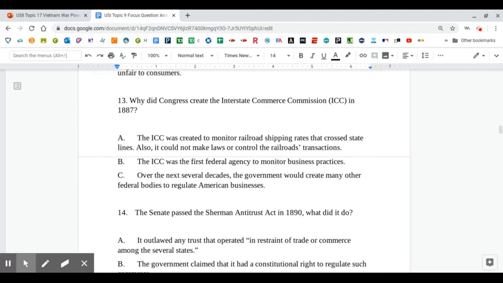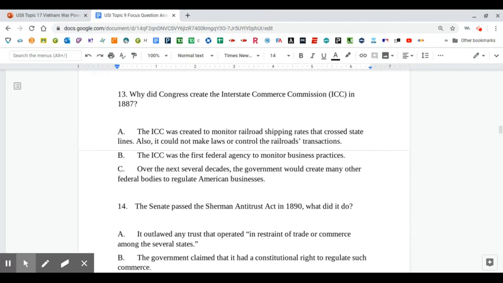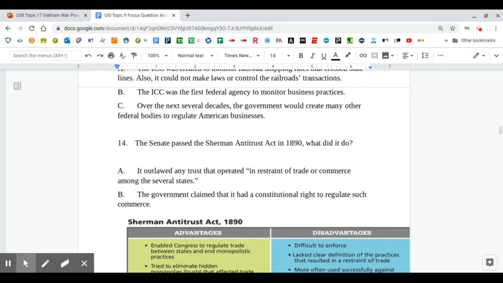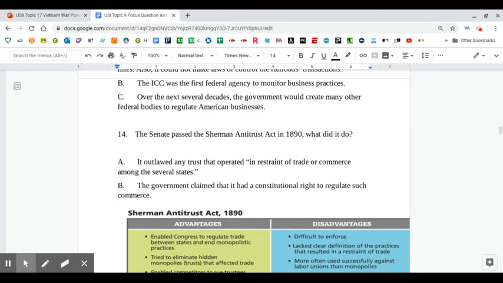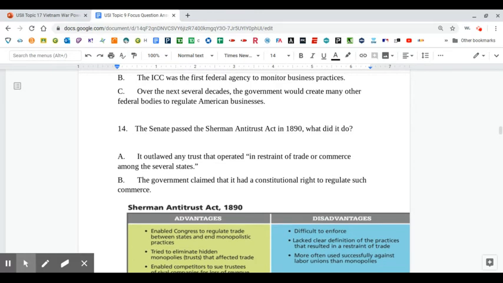This was established to create and monitor railroad shipping rates that cross state lines. So if you had a railroad carrying supplies from New York to New Jersey to Pennsylvania across the state lines, it would then be regulated and supervised by the ICC. The ICC was the very first federal agency to begin to monitor business practices. Over the next several decades, the government will create many other federal bodies and organizations to help regulate business, supervise things, and work for the average American citizen to make sure things weren't getting out of control.